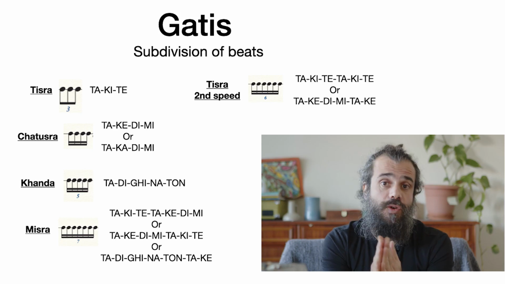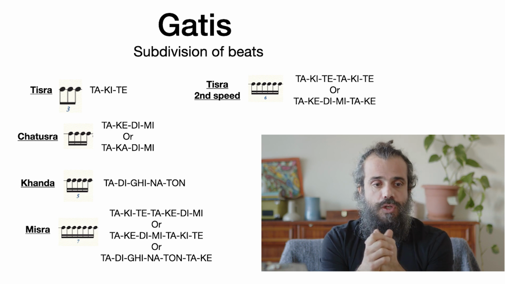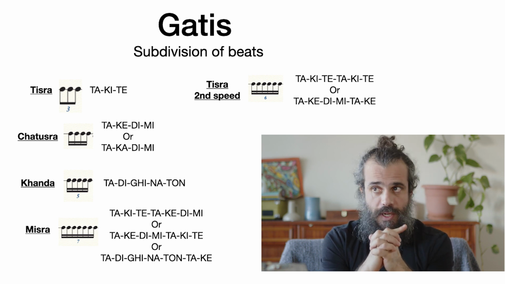So the way we perceive number 6 is Tisra twice as fast. Tisra is 3 subdivisions per beat, so if this is twice as fast, it would be 6 subdivisions per beat. So essentially there's no gati 6, but there is Tisra second speed. That's how we call it. So let's try to do Tisra second speed now.